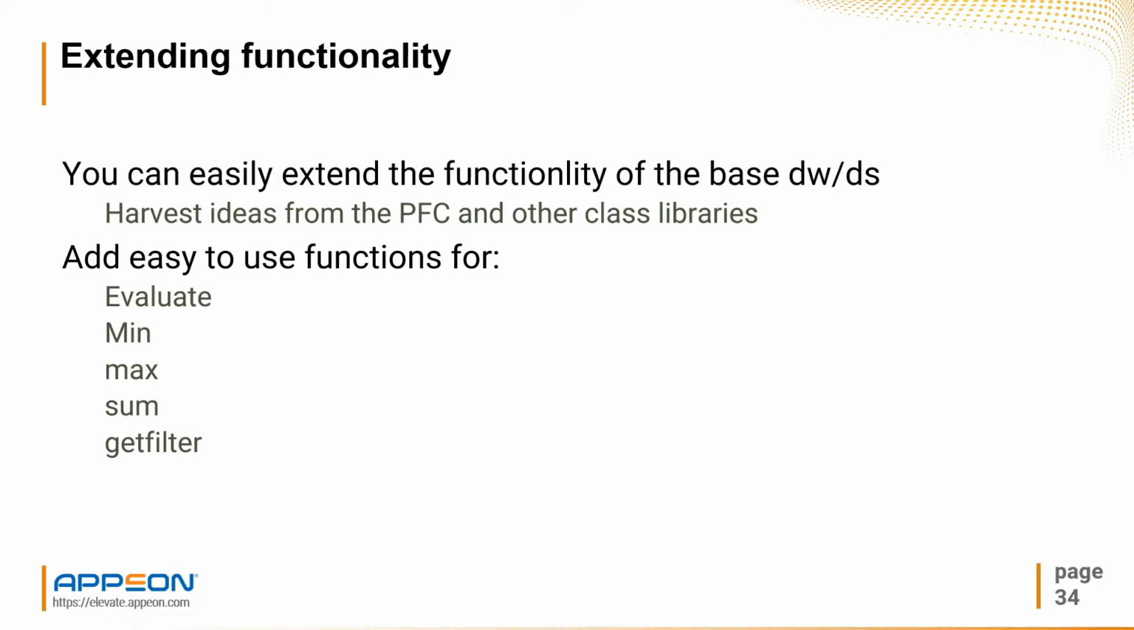You can do the same thing for things like evaluate. That's a very powerful function that's available within the data window object itself. So instead of doing a describe with evaluate, you can just call an evaluate and have some common code figure all that stuff out for you. Same thing with min, max, sum. So a lot of standard functions that I use a lot don't exist on a data window or data store. You can actually put them on your data window ancestor object to provide easier functionality for that.